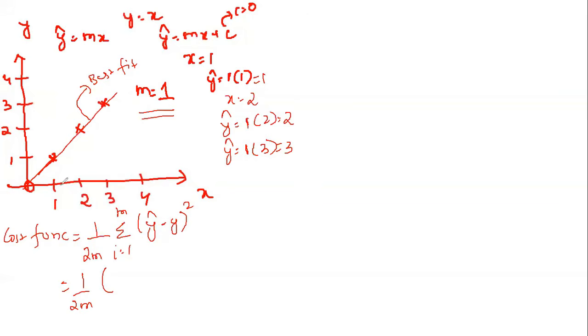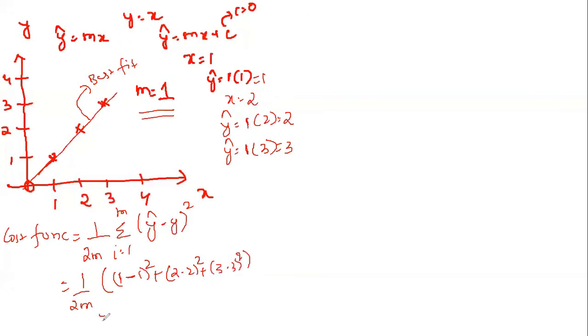when my x value was 1, what was y hat? Y hat was 1. So I'll write it as 1 minus, what was my y value when x is 1? The real y value is 1. So I'll write 1 minus 1 whole square plus, then when my x is 2, my y hat was 2. So this will be 2 minus 2 whole square plus 3 minus 3 whole square.